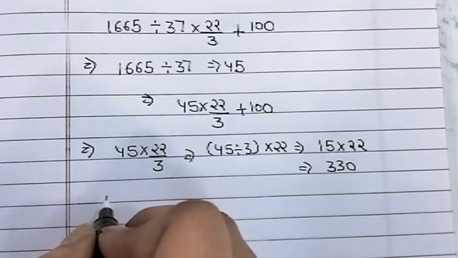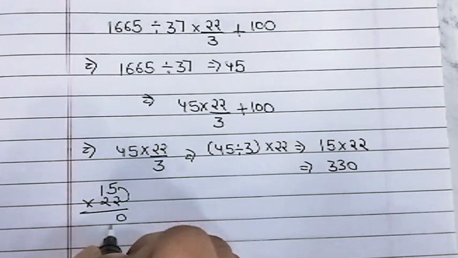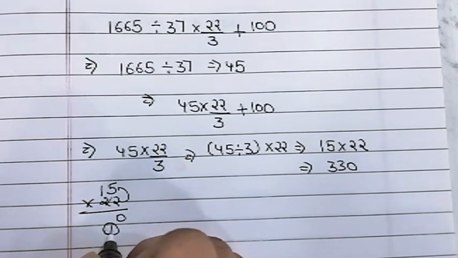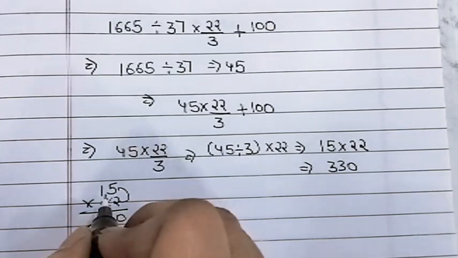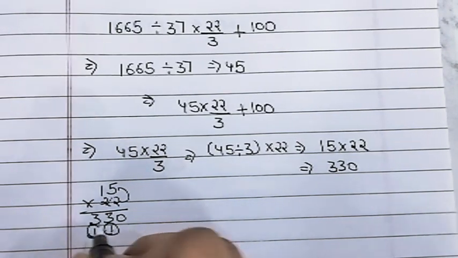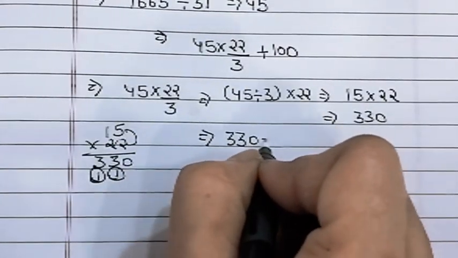You can use a Vedic math trick also. 15 multiplied by 22. 2 5s are 10, 1 will be carry over. 2 5s are 10, 2 1s are 2, 10 plus 2 is 12, plus 1 is 13, 1 again will be carry over. 2 into 1 is 2, plus 1 is 3. So 330 is the right answer. Now the expression becomes 330 plus 100.